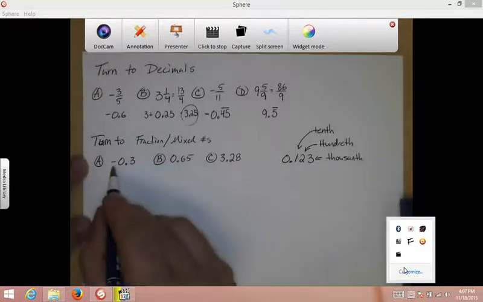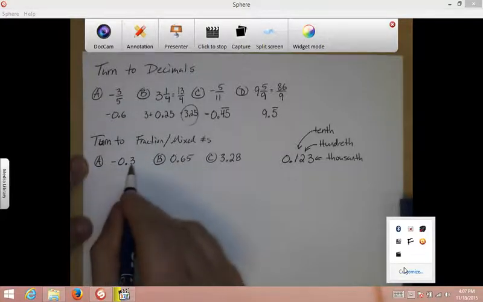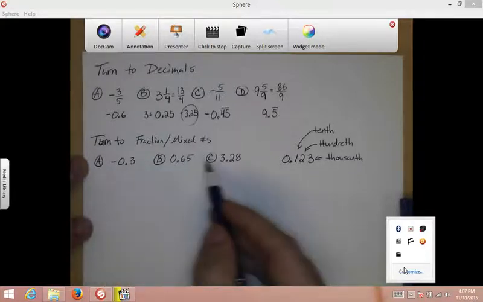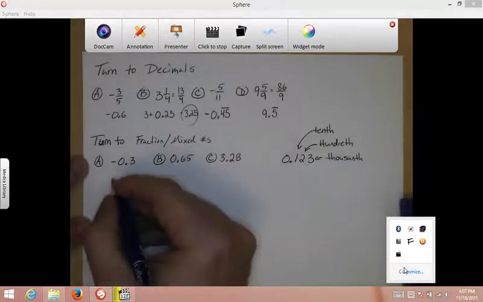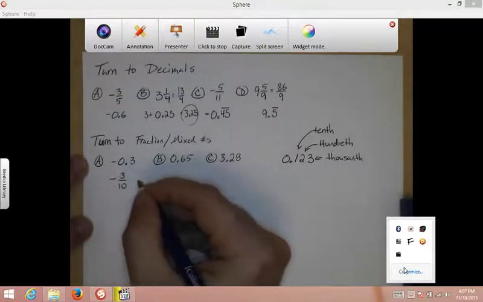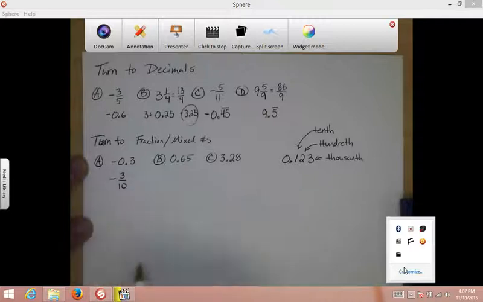For example, this is negative 3/10. It's 3/10 because the 3 is in the 10th position. So, negative 3/10. Can't reduce it, so we're done.